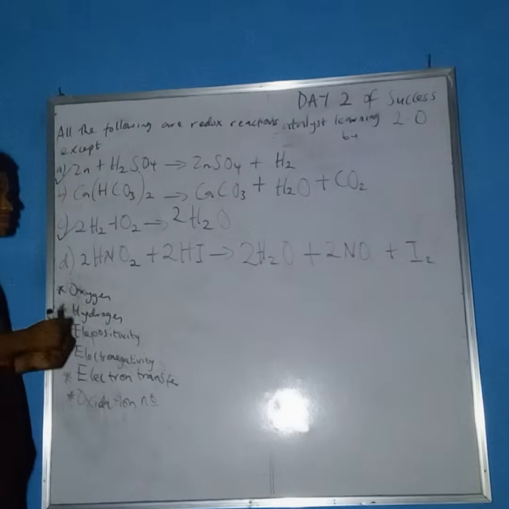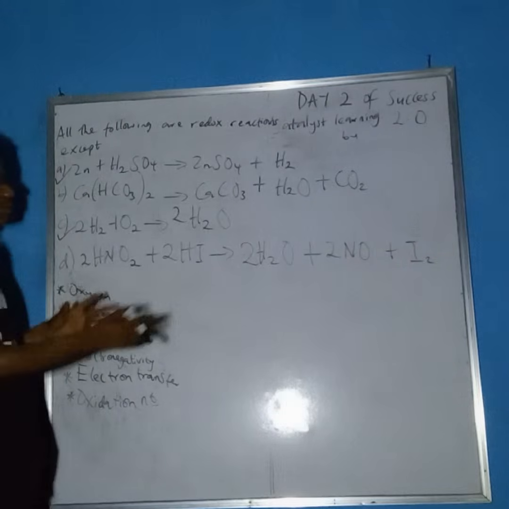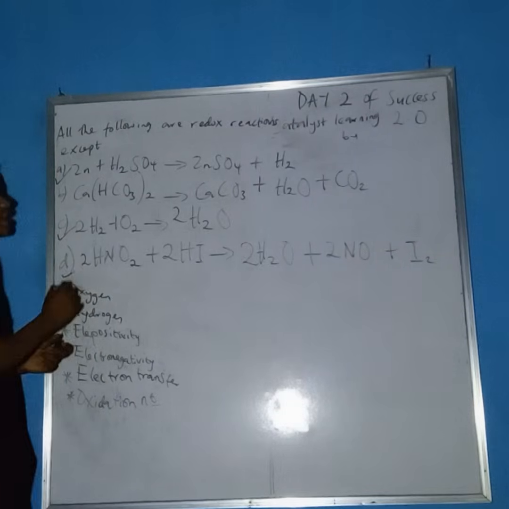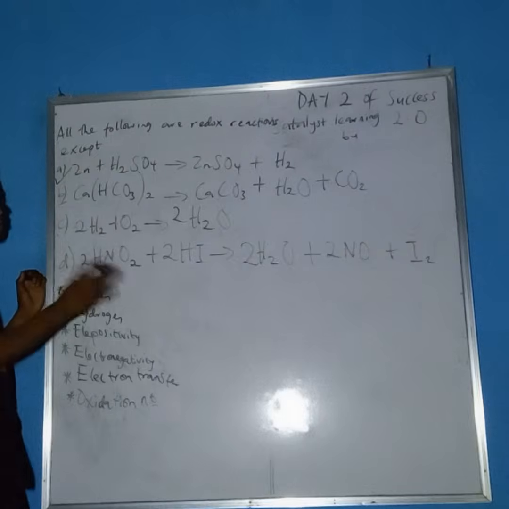Then this other one too, same thing here. We already know this is a redox reaction. If you look at it very well, this is already a redox reaction. So the only one that is not a redox reaction is this. In fact, without me explaining further, from option B, you're supposed to know that this is not even a reduction or oxidation reaction. Why?